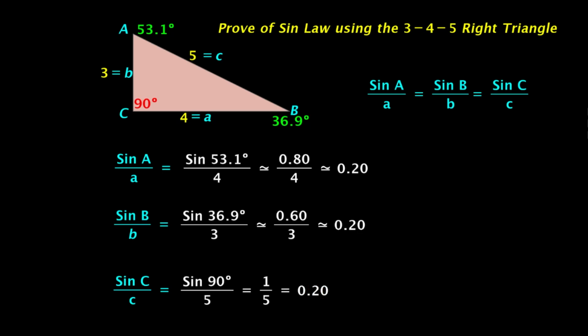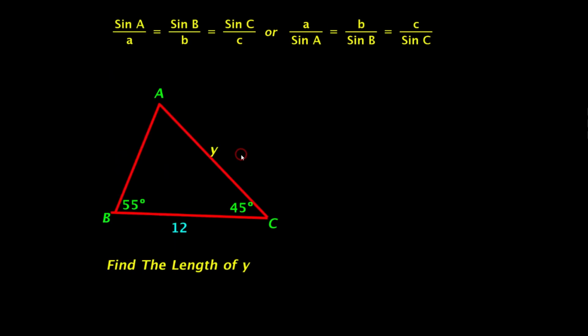And one thing we can do is take the reciprocals of these values. So we can write A on the top, sine A on the bottom, B on the top, sine B on the bottom, C on the top, sine C on the bottom. It should be the same answer. The final value will change when we make it a reciprocal, but the values should be equal. That is the sine law.